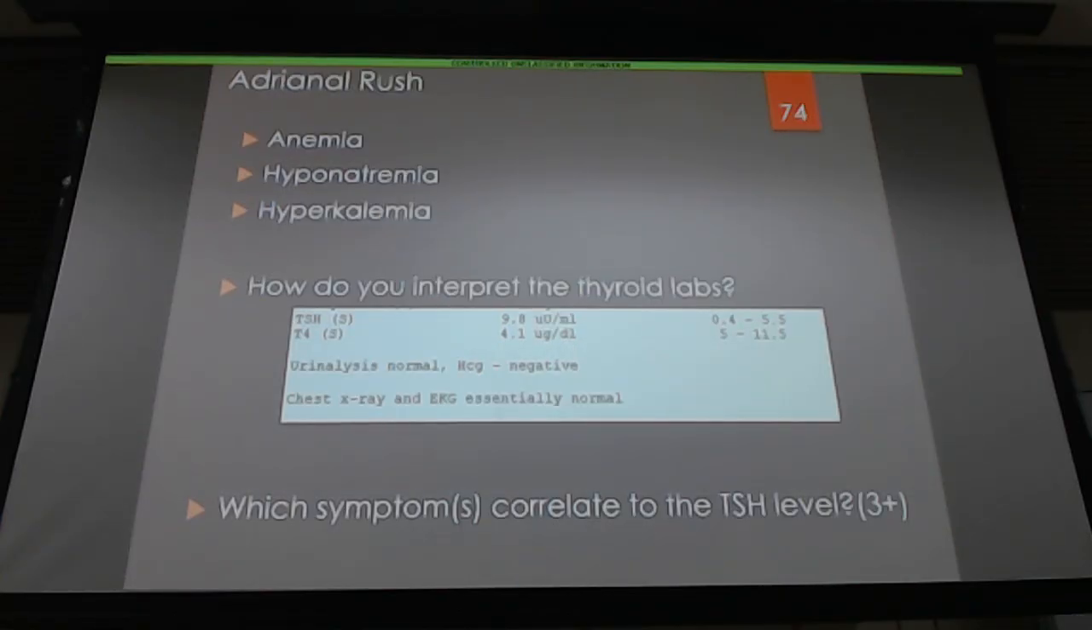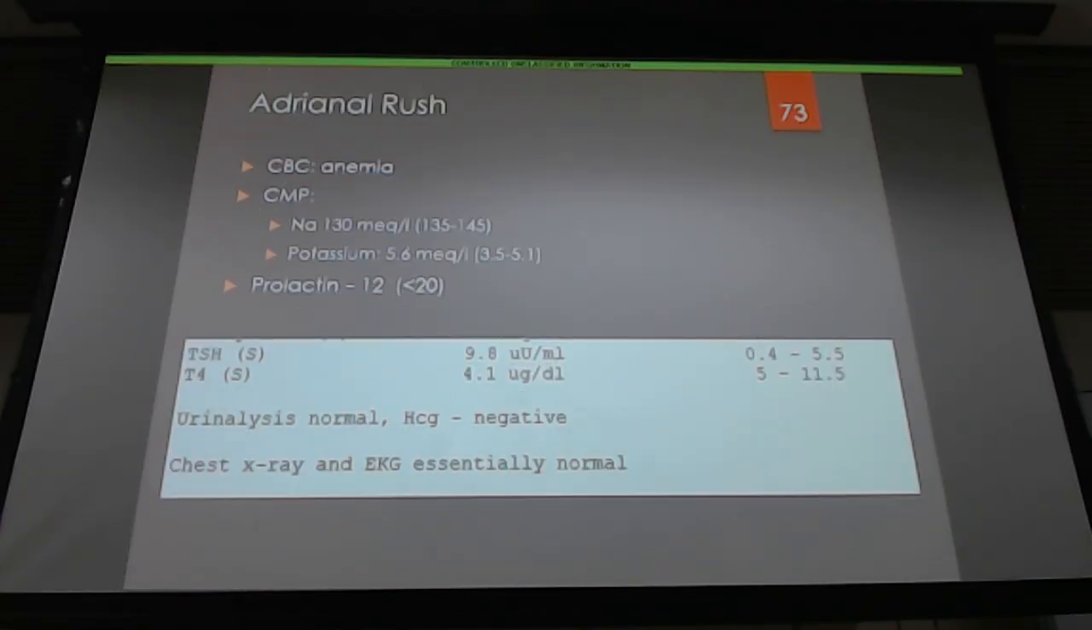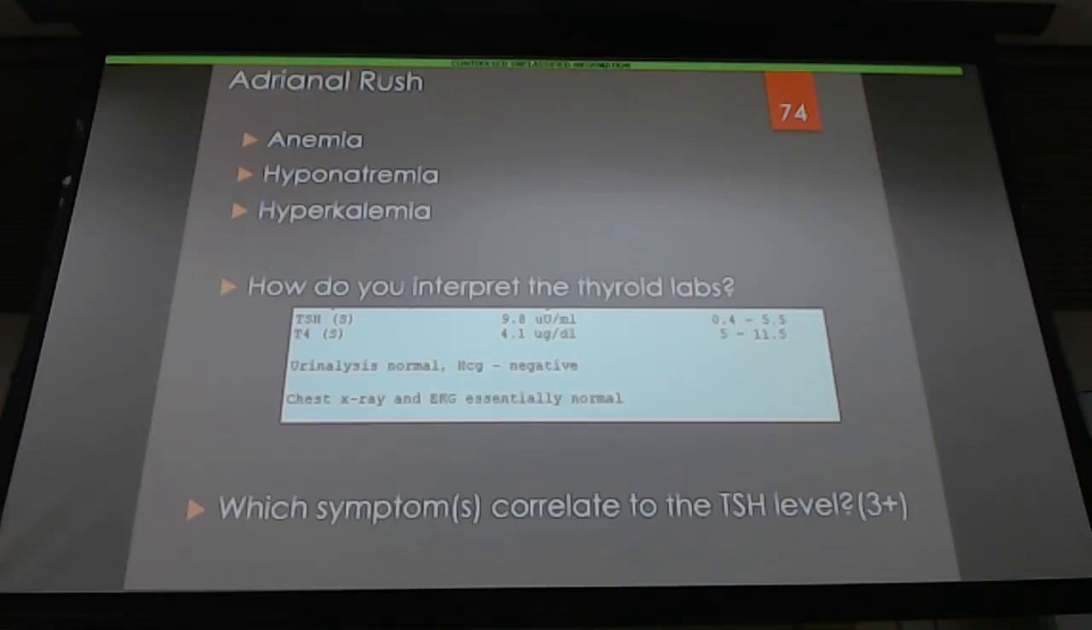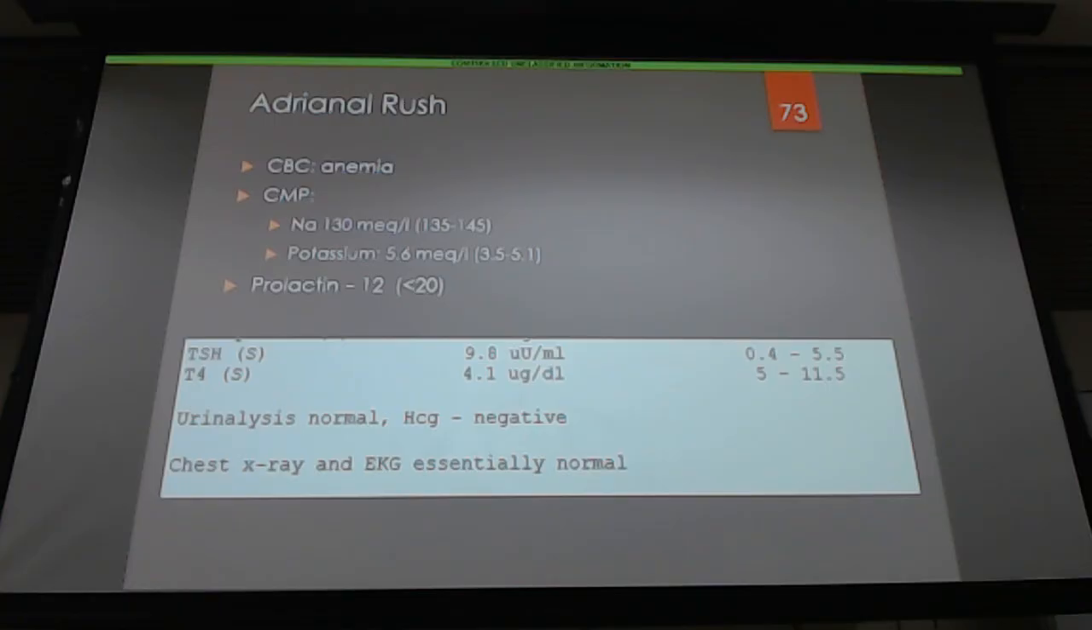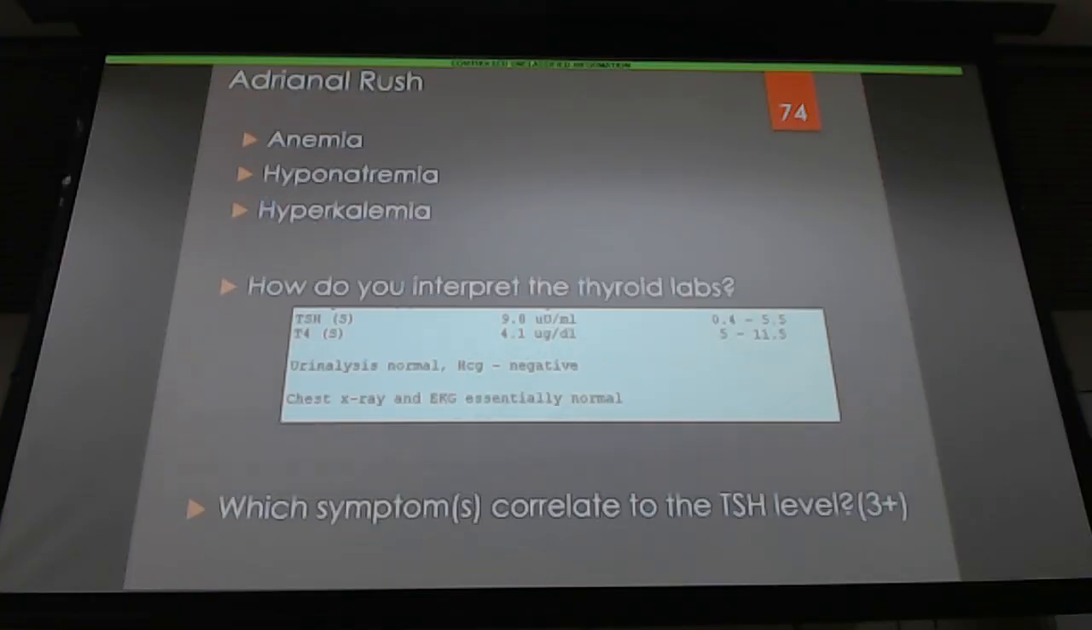Okay. So this is what we got. She's got some anemia. CBC says anemia. I just gave that to you. She's got hyponatremia. She's got hyperkalemia. Potassium 5.6. And we already interpreted her thyroid. So are we thinking hyper or hypo? Hyper or hypo? With those lines. Hypo, okay. Which symptoms correlate to the TSH level?